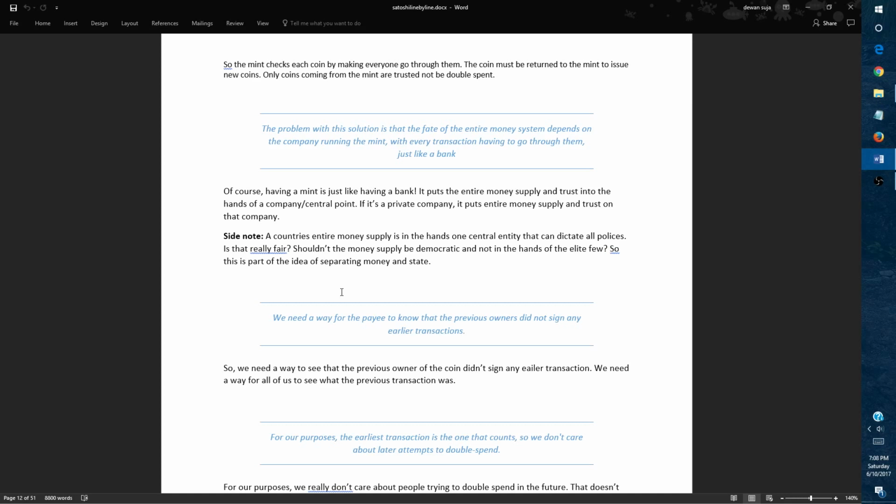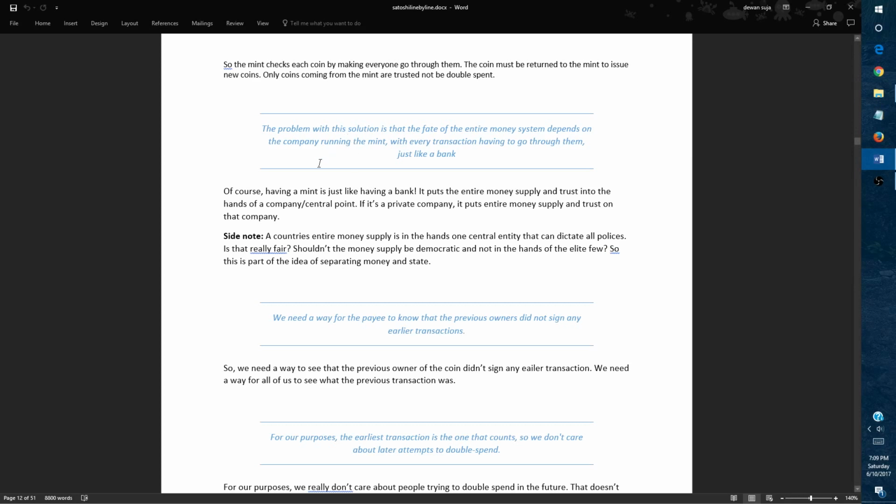Side note here, and this is a new thought that's emerging: a country's entire money supply is actually in the hands of one central authority, the central bank, that dictates all policy. Is that really fair? Shouldn't the money supply be democratic and not in the hands of an elite few? So this is part of the idea of separating money and state. Just like you had separation of church and state, religion and state, you now with cryptocurrency have this separation of state and money and finances. But that's just speculation and a side note on my end. He didn't really say that here.